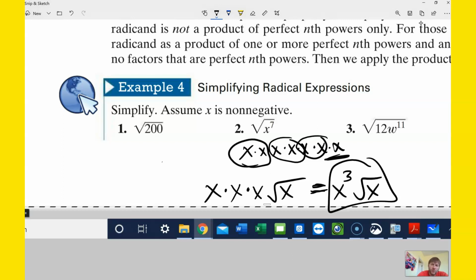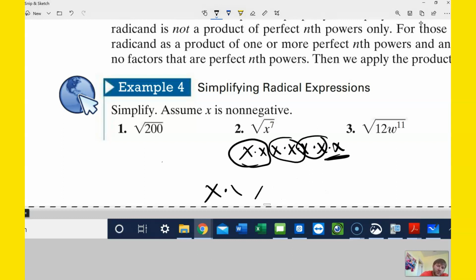But there's a quicker way to do it. Like, what if this was x to the 100th? You wouldn't want to have to write 100 different x's down and circle all that stuff. So let's talk about a different, more efficient way to do it.